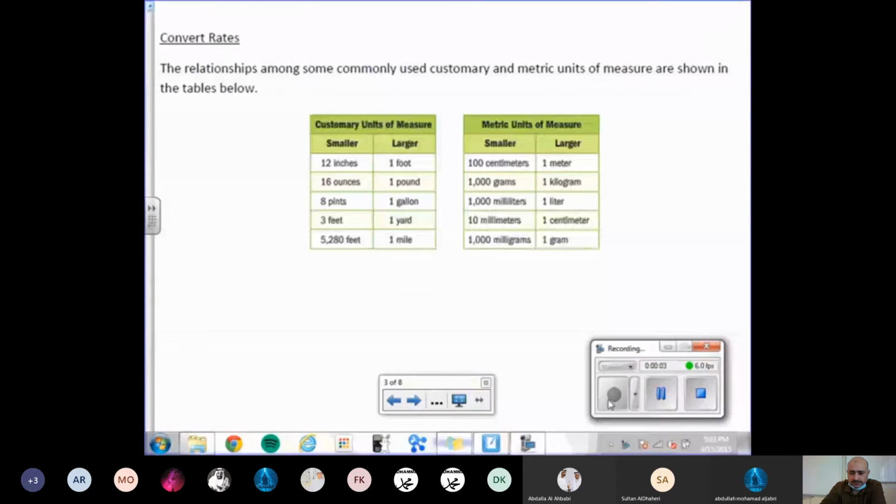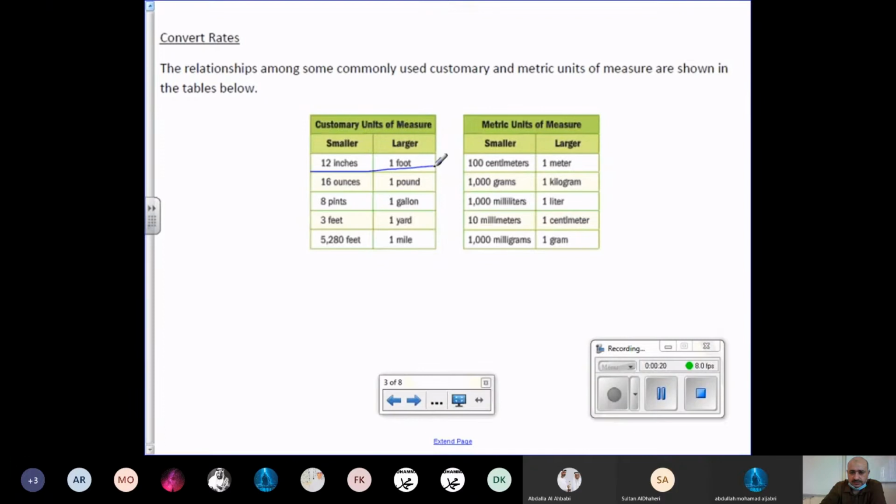Chapter 1, Lesson 3, Convert Unit Rates. You may want to consider having a calculator handy for this lesson. The relationships among some commonly used customary and metric units of measure are shown in the table below. So 12 inches equals a foot, 16 ounces equals a pound, 8 pints to the gallon, etc. These are just some commonly used units. There are others that you may know that aren't on this list.